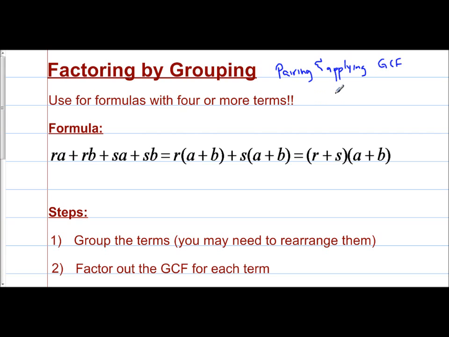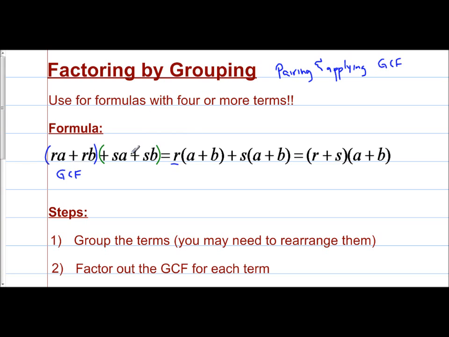So if we look at this setup, if you have RA plus RB plus SA plus SB, I have four terms. If I were just to examine the four terms, you see the first two terms both have an R in common. And the last two terms both have an S in common. So if I were to apply my GCF with this first grouping, they both have an R, so I can take out an R from them. If I take out an R from both of these, I'd be left with A plus B.